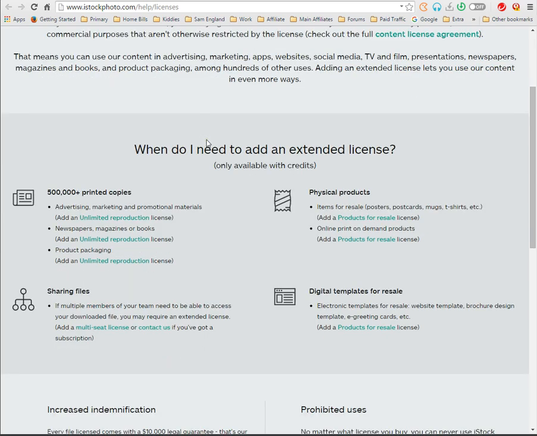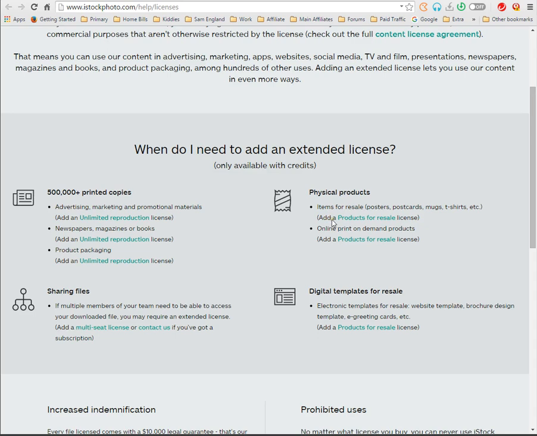But, and here's the key, when do I need to add an extended license? There are two different times that you need to add an extended license. If you sell more than 500,000 printed copies, then you need the unlimited reproduction license. If you sell physical products, you need the products for resale license.